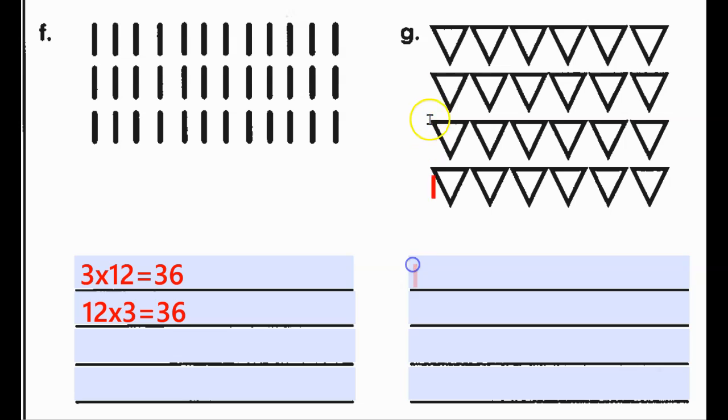How about letter G? How many rows do I have? 4 times how many in each row? 6. So 4 times 6 is 24. All you have to do is count all of these. So what's the other way to write it? 6 times 4 is also 24.